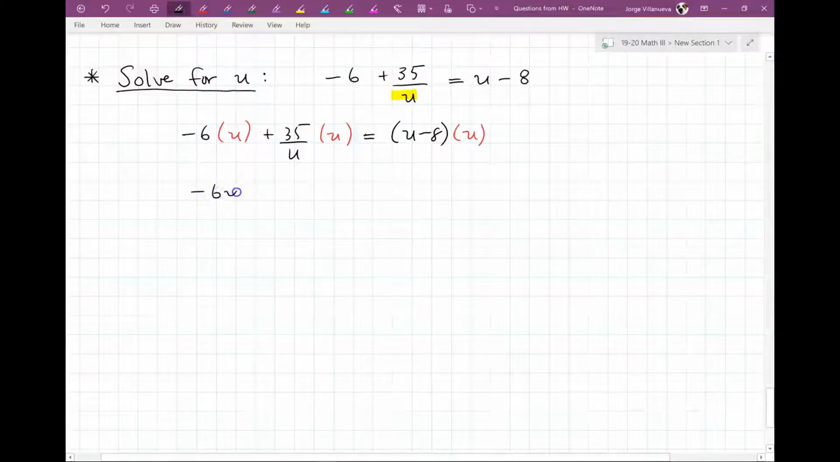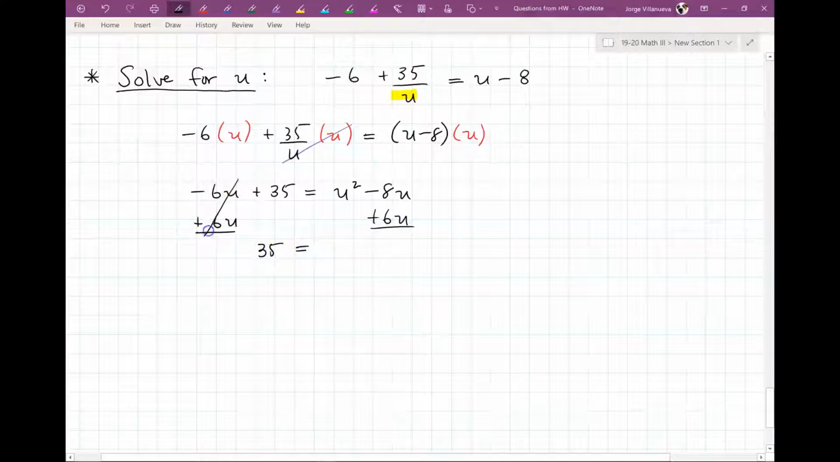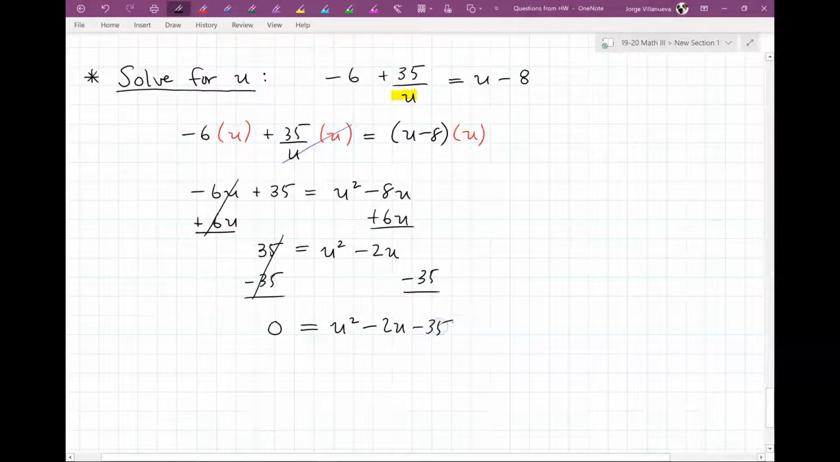So it's going to be negative 6u plus 35, because these will cancel out, equals u squared minus 8u. Now let's add 6u to both sides. We get 35, because this will cancel, equals u squared minus 2u. And then we'll subtract 35. Remember, whenever we're trying to solve, we want to set one thing equal to 0. So there you go, because this cancels out, that's u squared minus 2u minus 35.